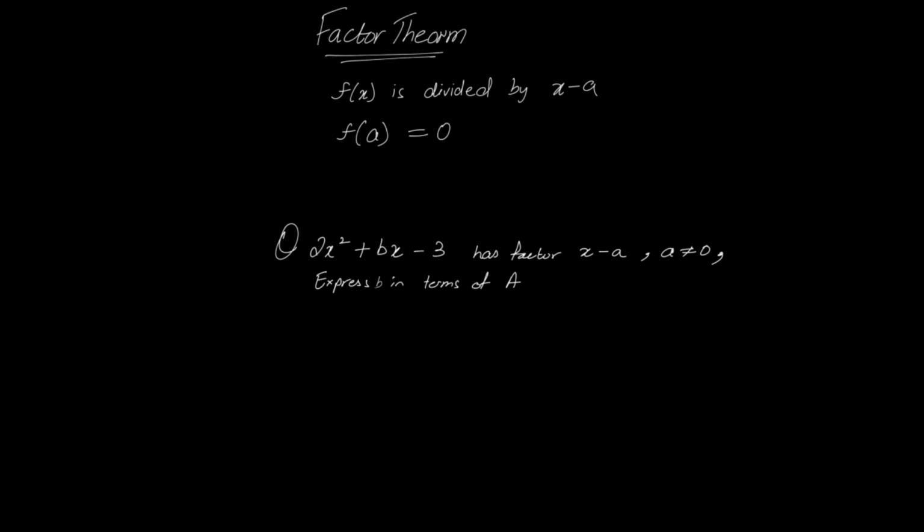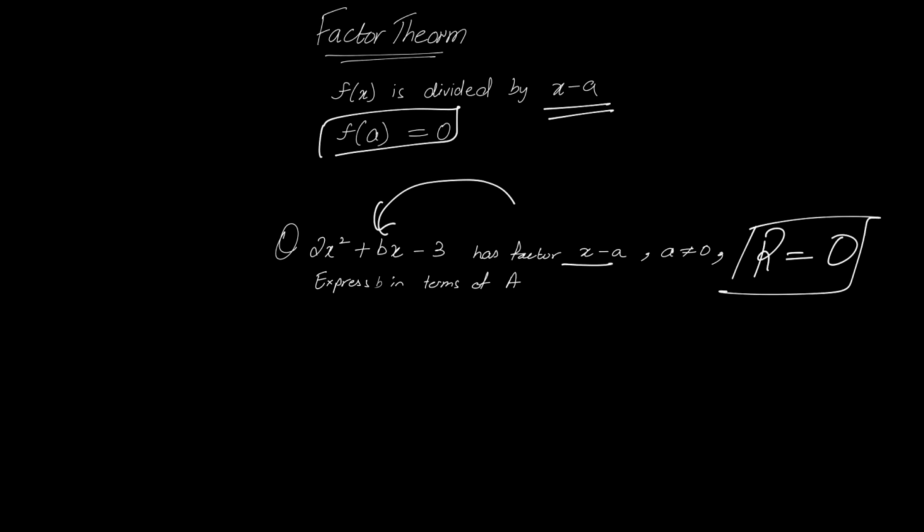Now, what is the factor theorem? In the factor theorem, when something is divided by a linear expression, the remainder is 0. That means that it is fully divisible. So in this question, it says that x minus a is a factor of this equation. That means that the remainder will always be 0 when something is a factor. So we have to express b in terms of a.